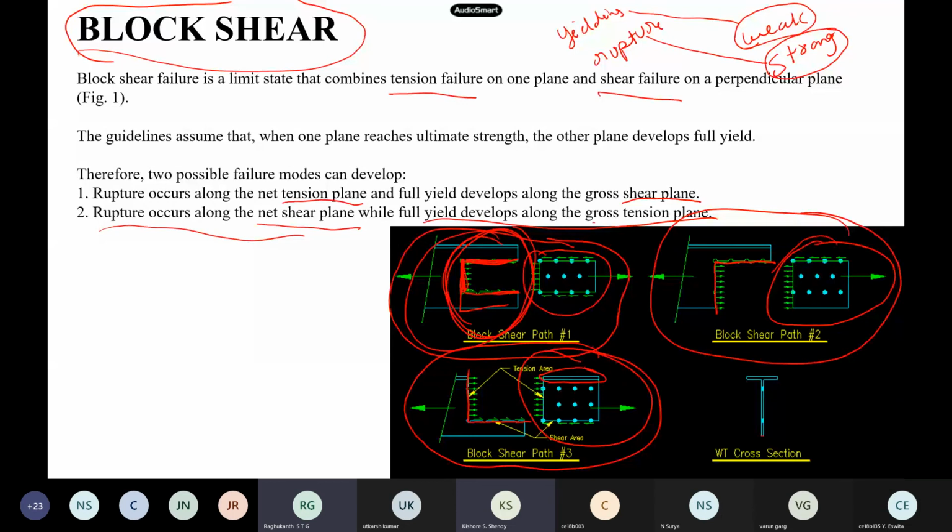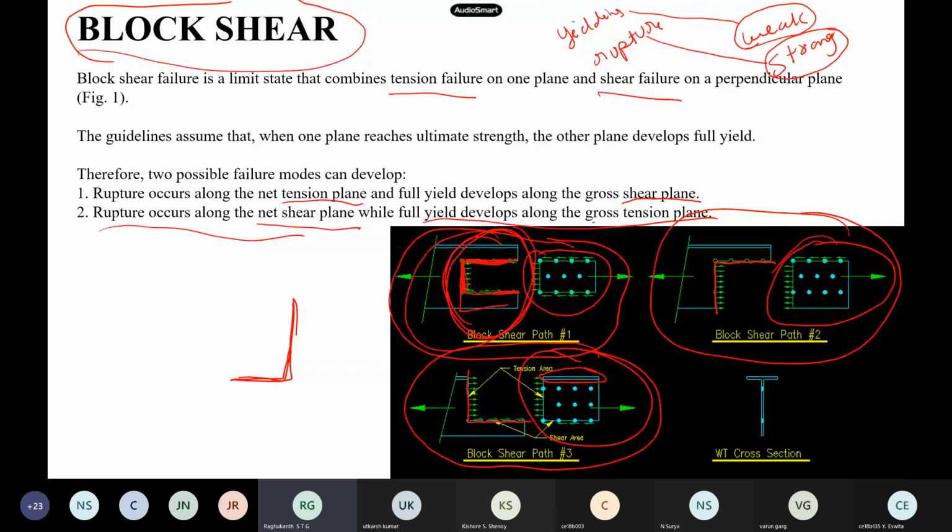Suppose it is not connected, then we can ignore it. What I'm trying to say is, if it is connected, you have to calculate that also. Suppose both the legs are connected, then you have to include both. This is only a 2D graph I'm showing you, but you have to consider all possible cases. The most important thing you should understand is that block shear does not mean just one failure.